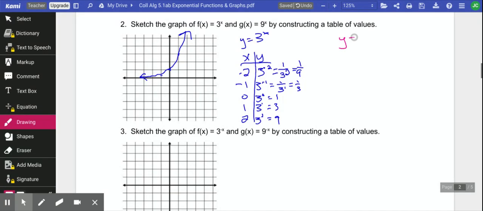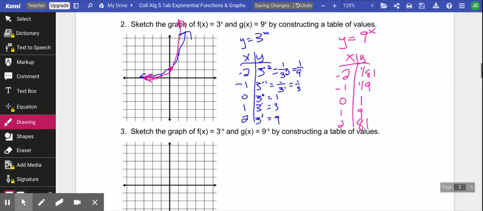Now we're going to do the same thing with 9 to the x. I'm not going to show quite as much work, just go a little faster, but I'm going to plug in the same values. So 9 to the -2 is going to be 1 over 81. 9 to the -1 is 1/9. 9 to the 0 is 1. 9 to the first is 9, and 9 to the second is 81. So for this one, this is going to be very challenging to graph. They both go through that point, but this one goes up a lot faster. So it looks like that.